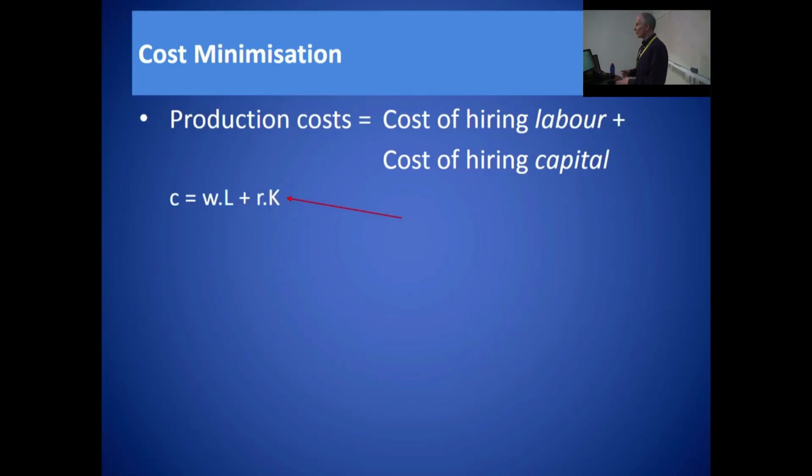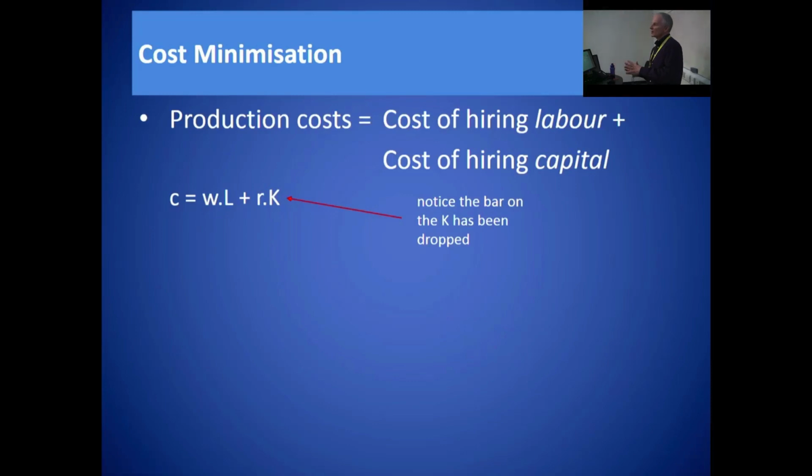Using notation that we've seen before, we'll say that costs are C. That's our total production costs. Well, W times L. W, as we saw in the previous lecture, is the unit cost of labour, times L, the number of units of labour employed. So W times L is our cost of hiring labour. R times K, where R is the unit cost of capital, times K the number of units of capital employed. That's our total cost of hiring capital. So that is our total production costs.